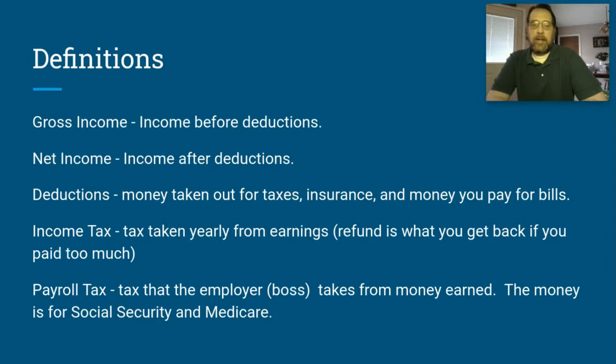Then you have a payroll tax. This is tax that the employer or the boss pays. The boss takes the money directly from your paycheck. The money is most likely for Social Security and Medicare. On most paycheck stubs, you'll see that it says FICA, which is money for insurance, Social Security and Medicare.